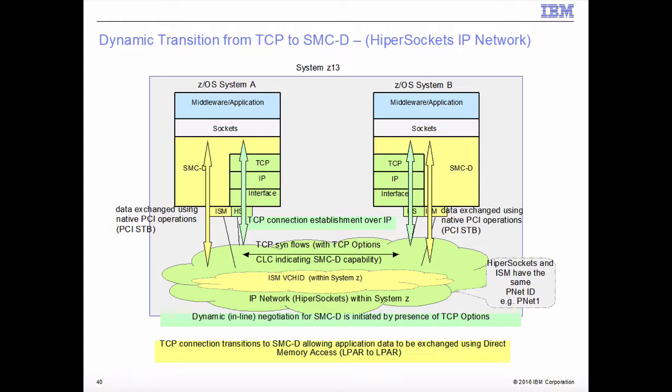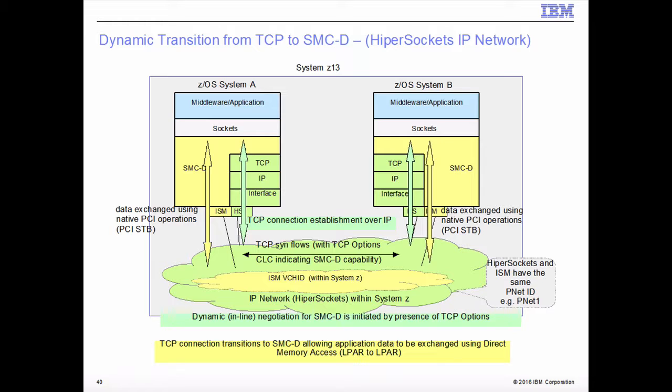It is an IQD fabric, and in this example, it's PNet1, and my ISM device is also PNet1. And I show an ISM and a HiperSockets device side by side. How did they get there? They're associated because they had the same PNet ID, and we logically bond them together, treat them as having access to the same physical fabric, and in this case it's a logical fabric. And what we do here is we show the old technology in green and the new technology in yellow. And again, you connect over TCP/IP.